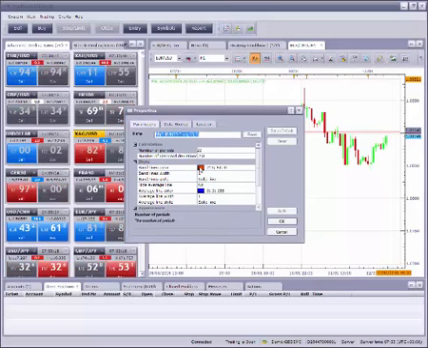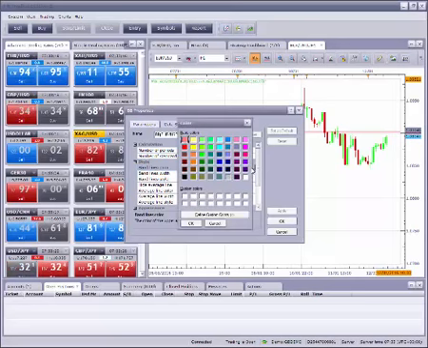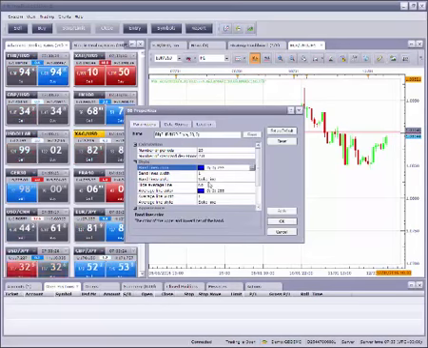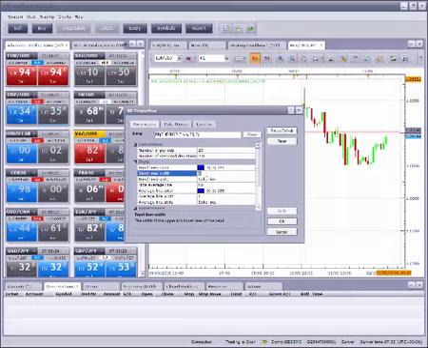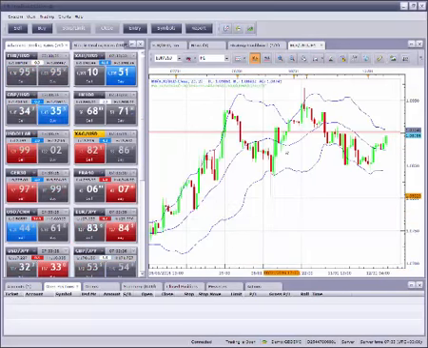You can change the color of your bands here. You just double click on there, click on this option here, and you can actually change the color of your bands there. You can also change the thickness of your line here, so if you just increase the number it will increase the thickness of the line. We'll leave it as 1 for now. Once you're happy with your settings, you just click OK and it will put your bands on the chart for you.